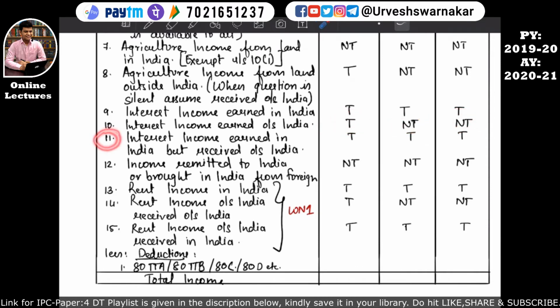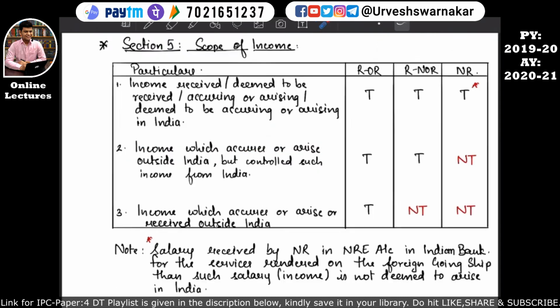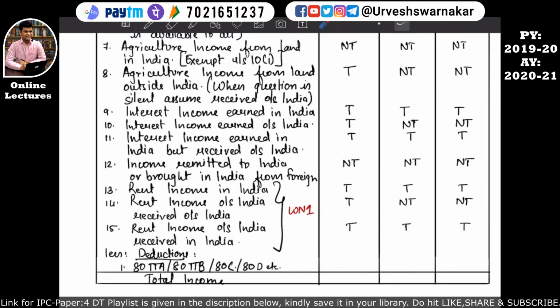Let's move on to point number 11. Point number 11 says that interest income earned in India but received outside India. So basically it is earned in India and it is received outside India. So basically it is what? Income accruing and arising in India, irrespective of where it is received, it will be taxable to all the three individuals, that is resident ordinary resident, resident non-ordinary resident, as well as non-resident. I hope this is quite clear.